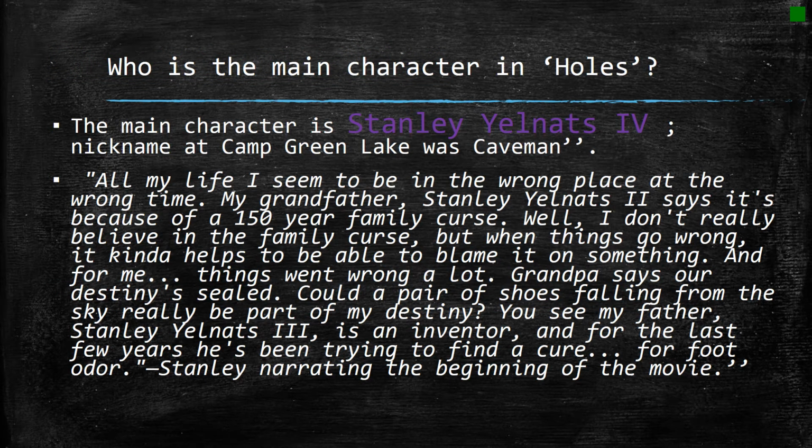Who is the main character in Holes? The main character is Stanley Yelnats, the fourth. His nickname at Camp Green Lake was Caveman.